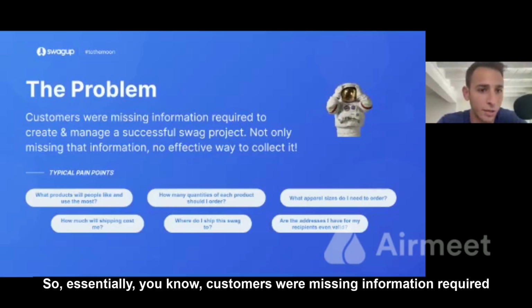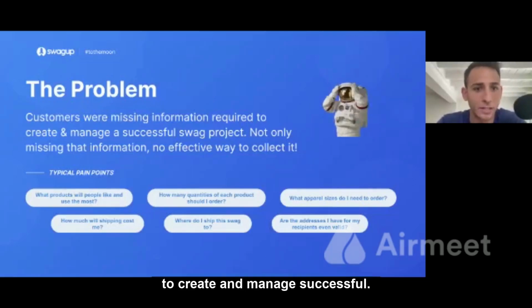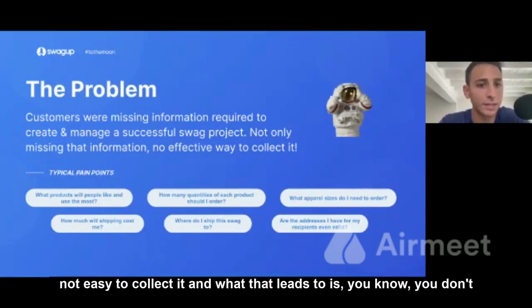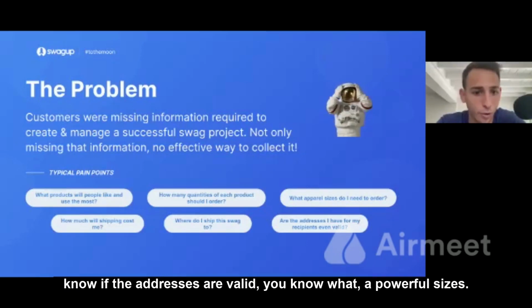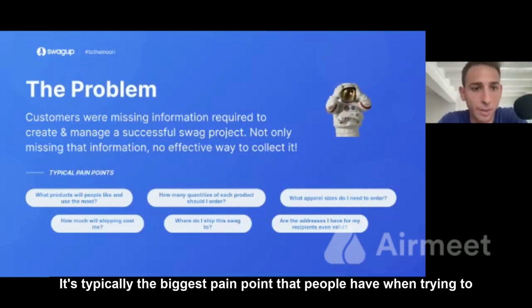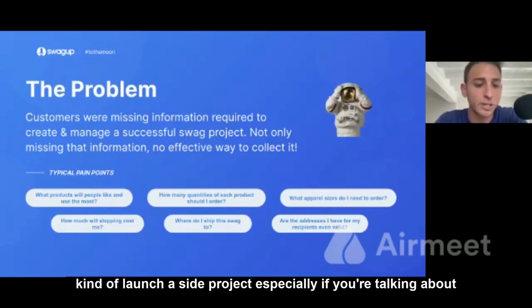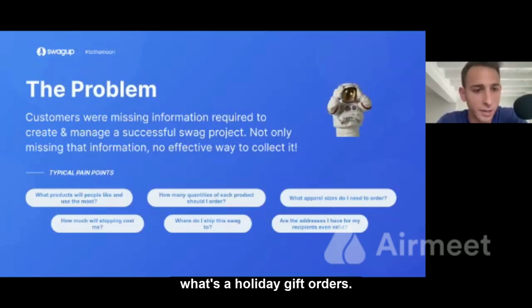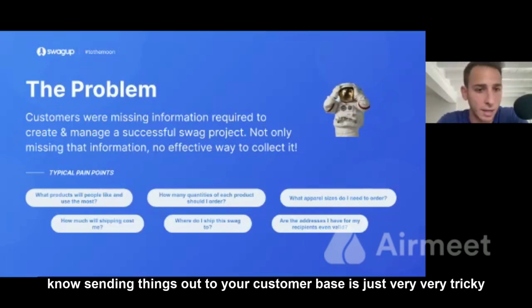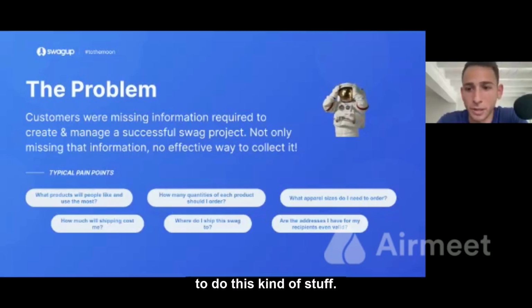Essentially, customers were missing information required to create and manage successful swag projects. And not only were they missing it, it's just not easy to collect it. What that leads to is you don't know if the addresses are valid, what a person's size is, all this kind of stuff. And we've seen it over and over again. It's typically the biggest pain point that people have when trying to launch a swag project, especially if you're talking about, let's say, holiday gift orders for an entire company of 2,000, 3,000 people, or sending things out to your customer base. It's just very, very tricky to do.